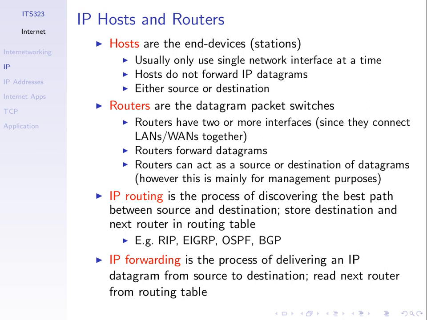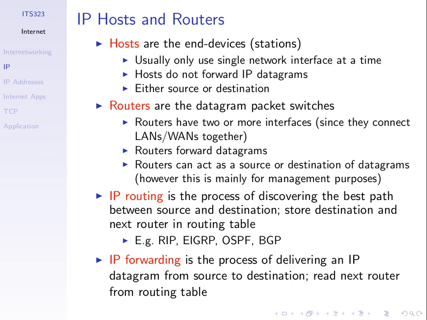There are different protocols for routing in the internet. Some example acronyms of them are listed here. We will not touch upon the details, but they do what we've seen in our examples. They find the best path, and then they put the path information in a routing table. The routing table stores the destination and the next router, the next node in the path.